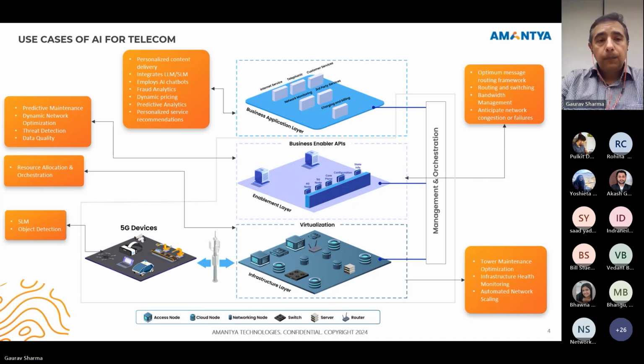So things like threat detection. Say, what is happening within your network? Say you have a support vector machine, an SVM sort of model.